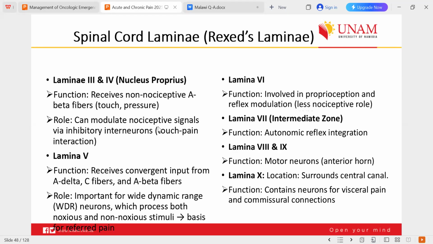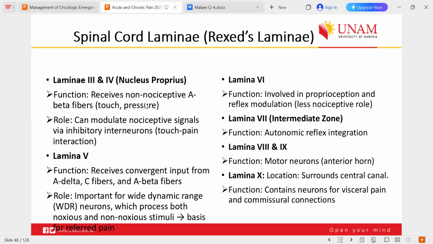Lamina 3 and 4 are the nucleus proprius. All right, this receives non-nociceptive A delta fibers, all right, and they can modulate the nociceptive signals via inhibitory interneurons, your touch-pain interaction.